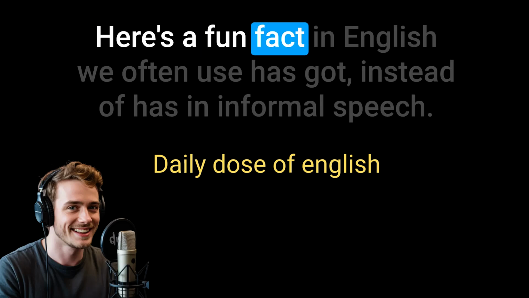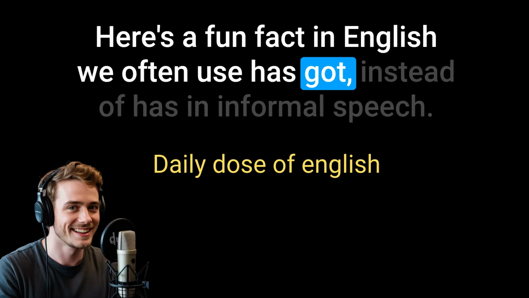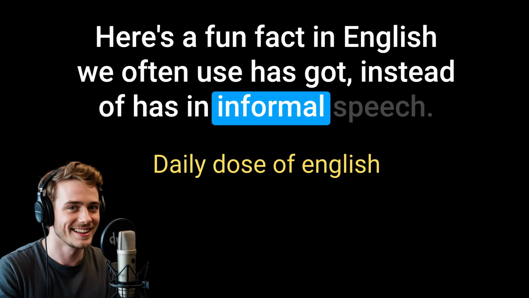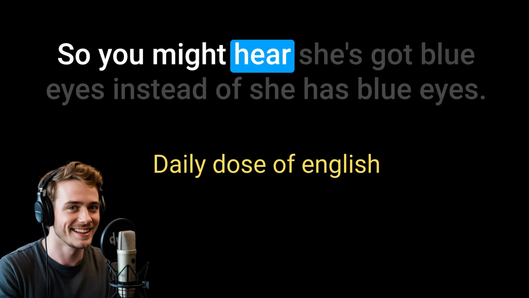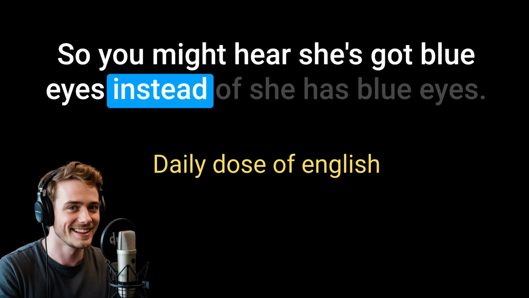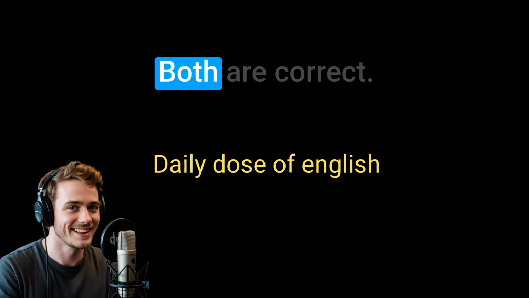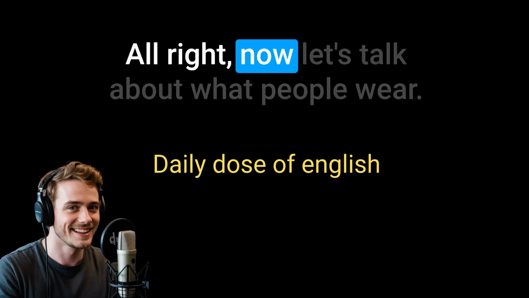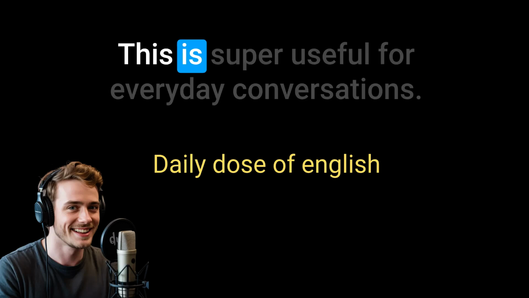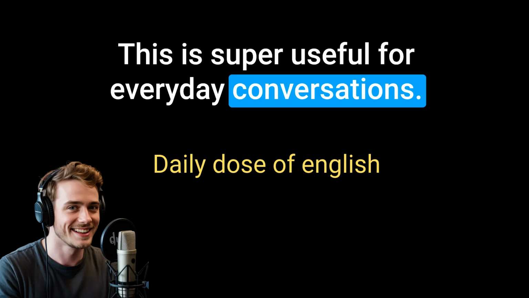Here's a fun fact. In English, we often use has got instead of has in informal speech. So you might hear, she's got blue eyes instead of she has blue eyes. Both are correct. All right, now let's talk about what people wear. This is super useful for everyday conversations.